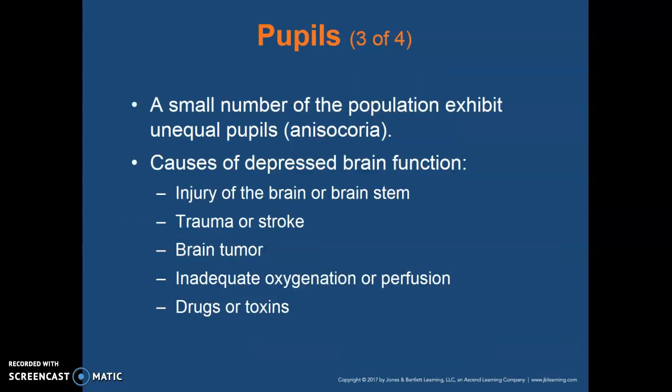There can be causes of depressed brain function other than trauma that the pupils will kind of let us know about. Stroke is one, a brain tumor, inadequate oxygen or perfusion. Your eyes are not going to dilate like they're supposed to or constrict like they're supposed to. Drugs and toxins do the same thing.